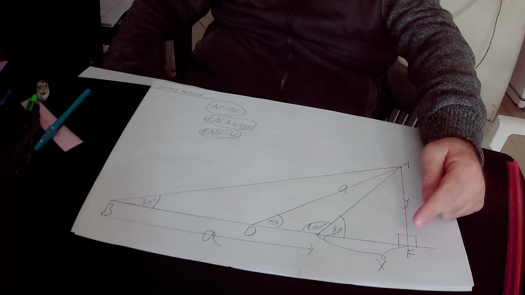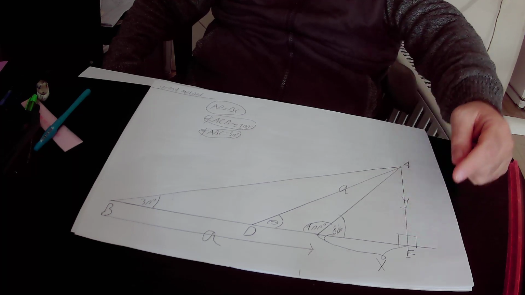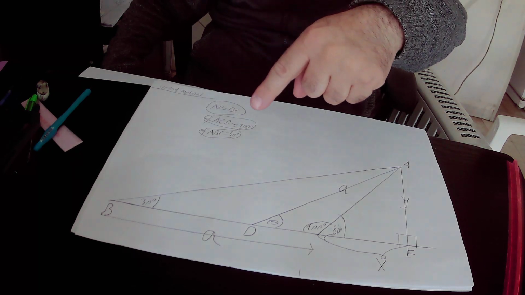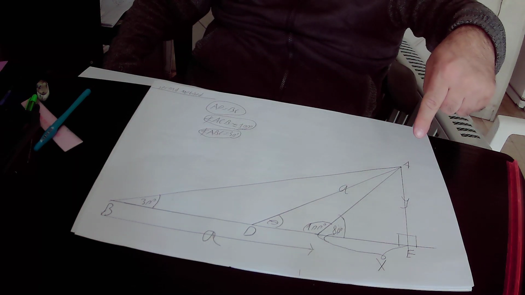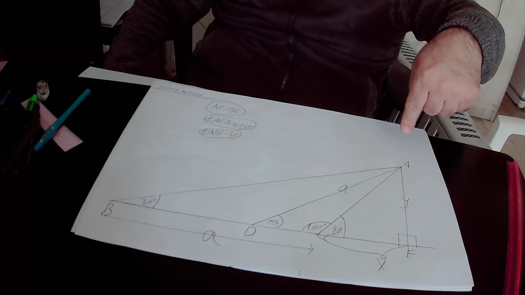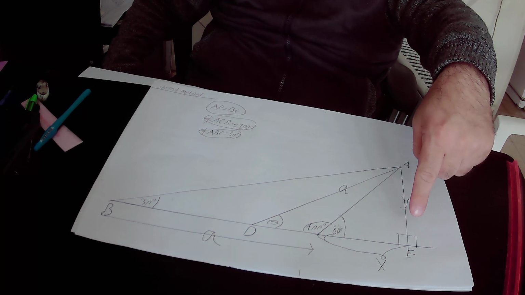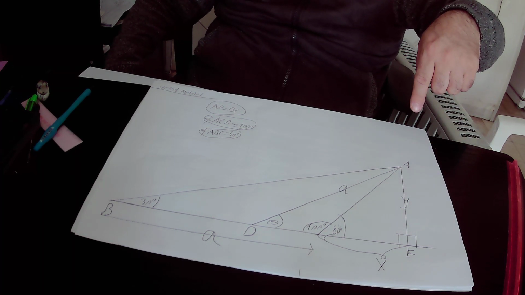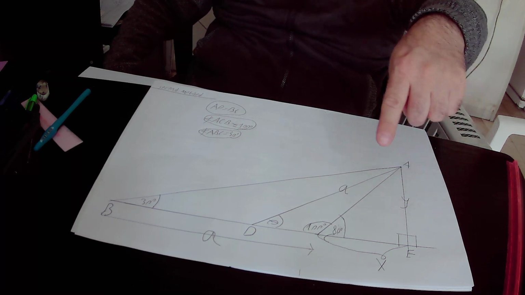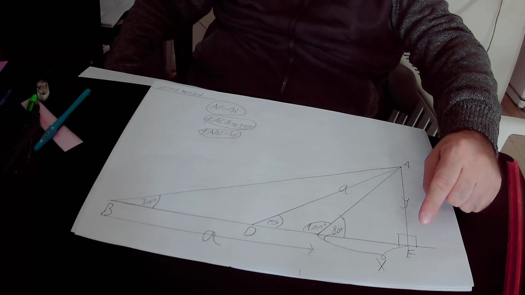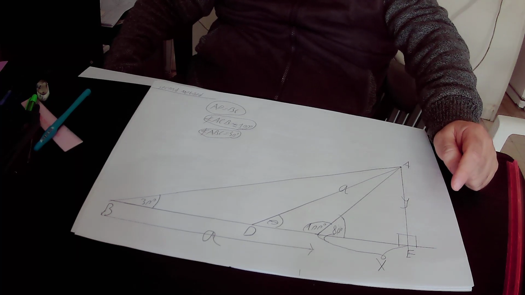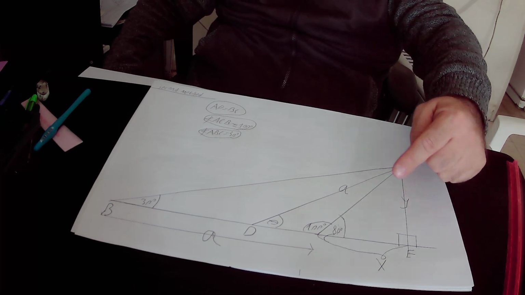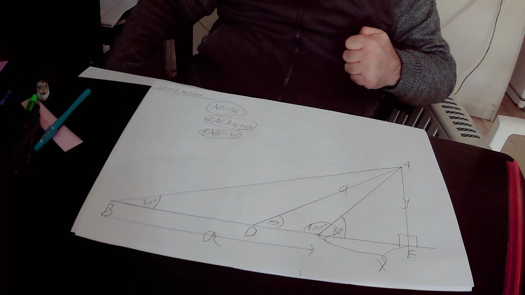So this angle is 90 degrees and this angle is 90 degrees, and we defined the intersection point of the extended BC and the perpendicular from point A as point E. And we defined AE as Y and CE as X.